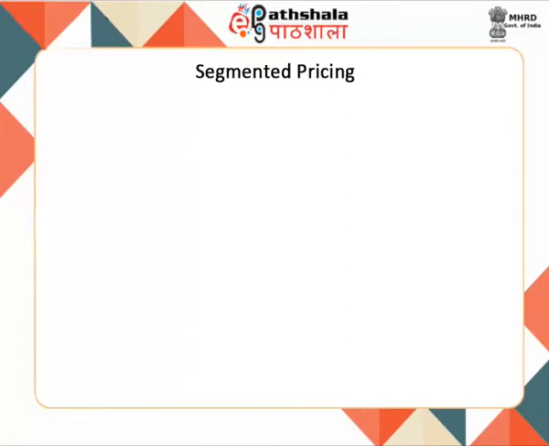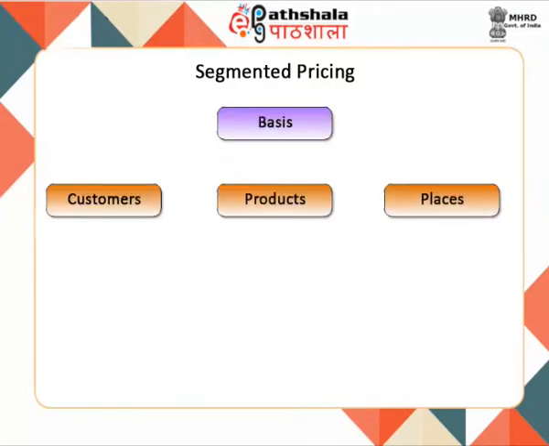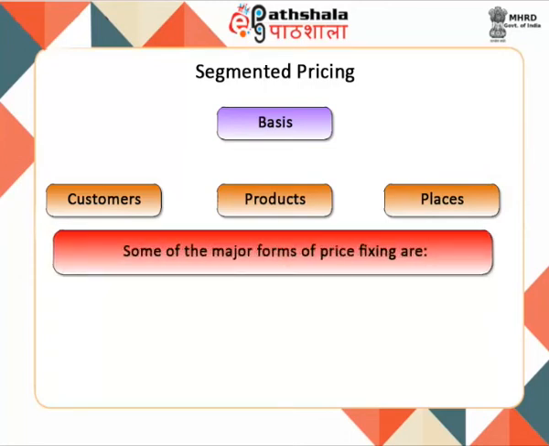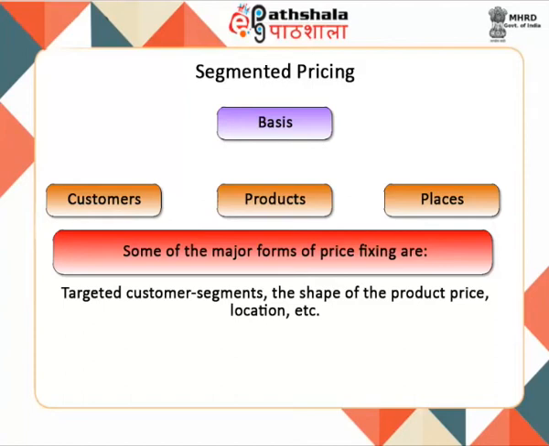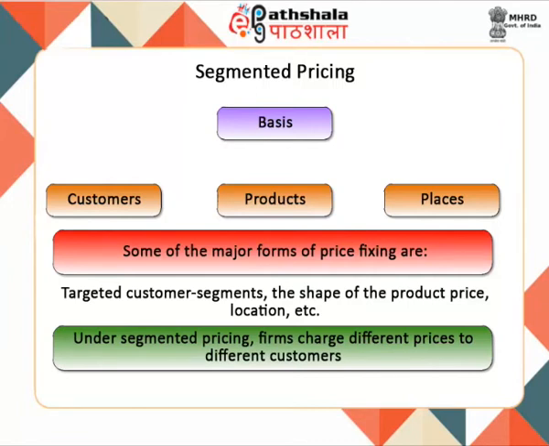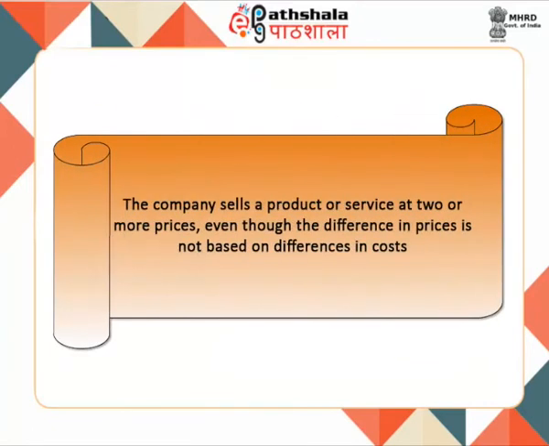Segmented pricing. Companies use segmented pricing to charge different prices to buyers on the basis of differences in customers, products, and places. Some of the major forms of price fixing are targeted customer segments, the shape of the product price, location, etc. Under segmented pricing, firms charge different prices to different customers. The company sells a product or service at two or more prices, even though the difference in prices is not based on differences in costs. The variation of the seat charges in a cinema hall is an example of segmented pricing.